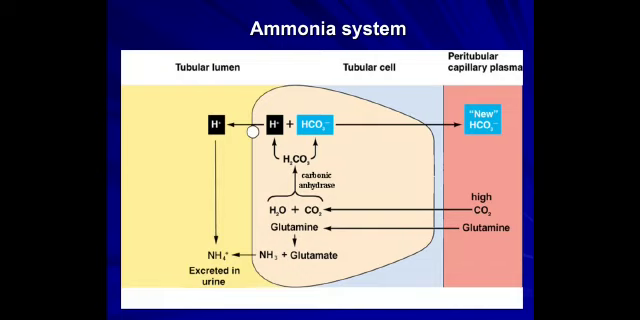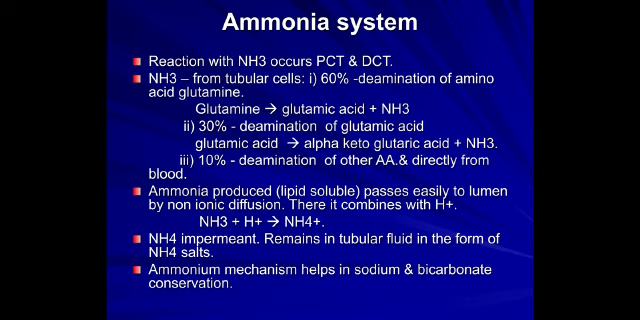So once the bicarbonate and the phosphate systems are utilized, the ammonia system, which is the third buffer in the kidney, comes into play. This is how the ammonia is formed. Ammonia is formed from glutamine, which forms glutamate and ammonia. The hydrogen secreted from the cell into the tubular lumen combines with ammonia to form ammonium. Ammonia is diffusible, whereas ammonium is not diffusible. This is non-ionic diffusion. The reaction with ammonia occurs in the PCT and distal convoluted tubule.